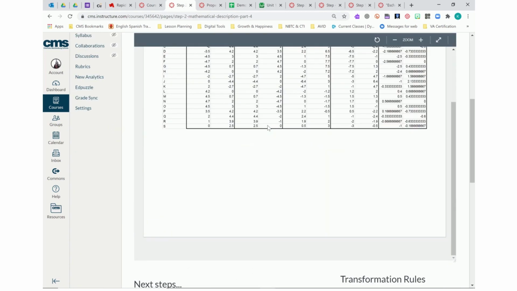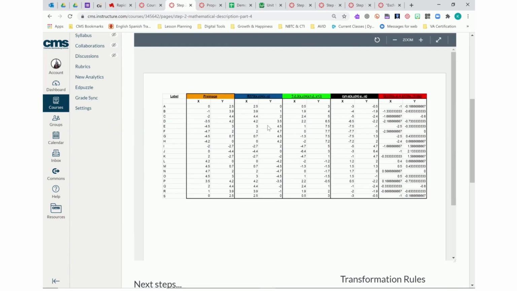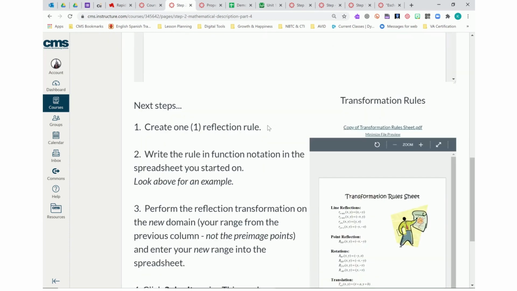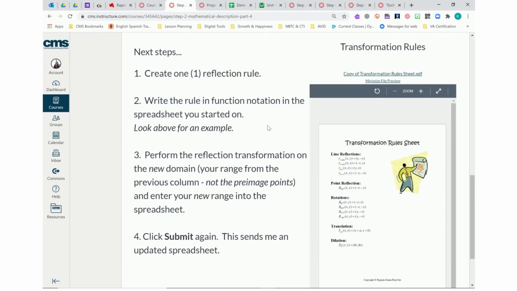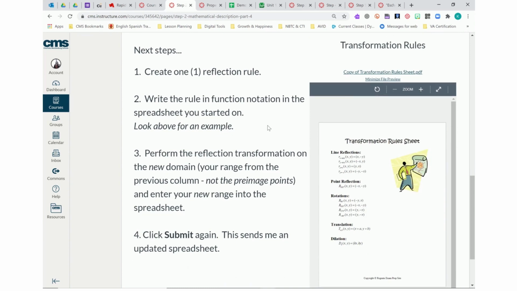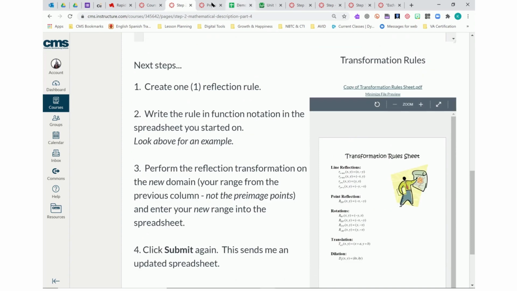So your table is complete. You have done a translation, a dilation, a reflection, and a rotation. You have ensured that it is a composition of those transformations. You have submitted your spreadsheet for the last time, okay? Ms. Lawrence now has your completed spreadsheet. And so now you're ready to do the math.